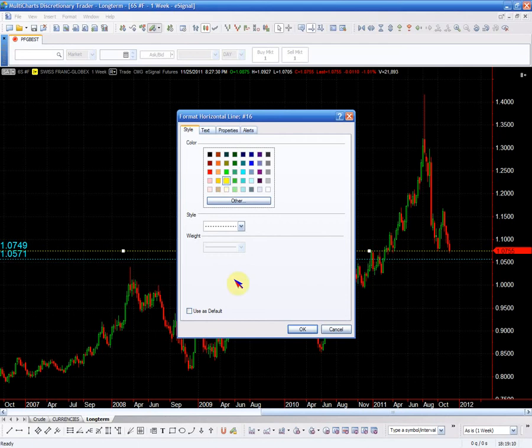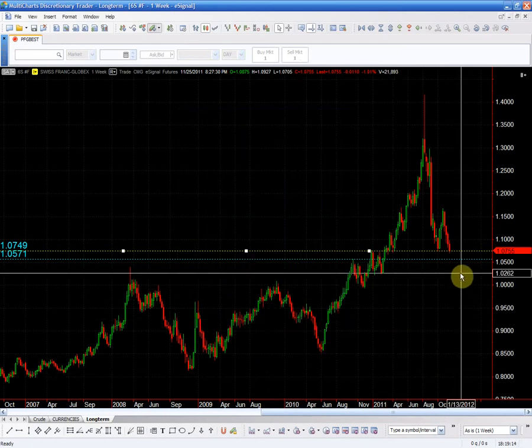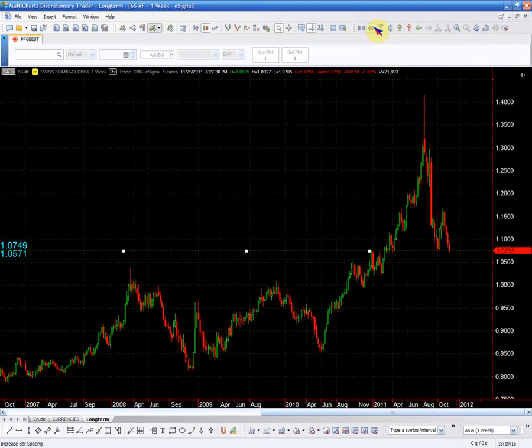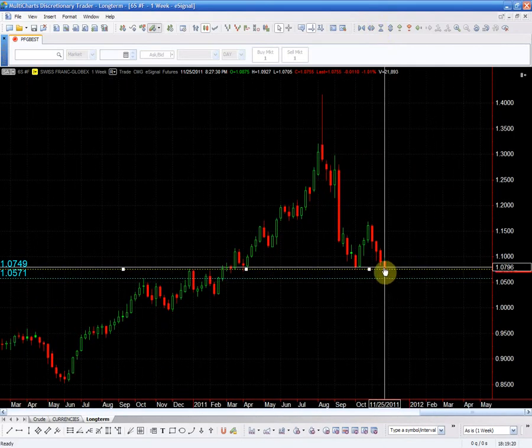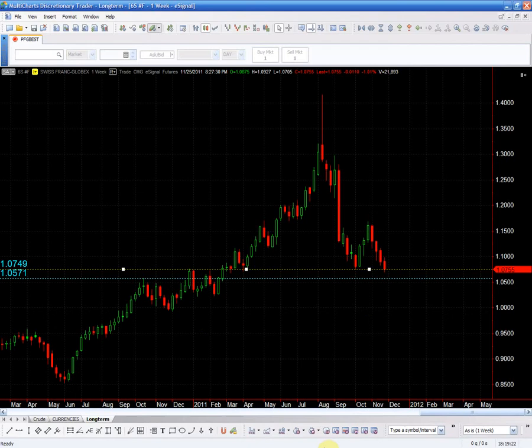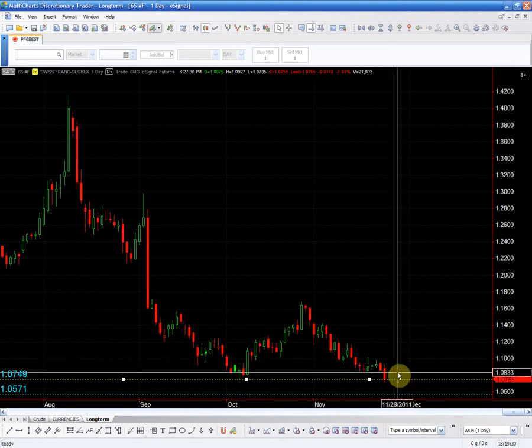I'm going to give it a yellow color so that you can see the difference. We have kind of poked a little bit below the 107.49, and we closed the week, as you can see right there. This is what happened on Friday.